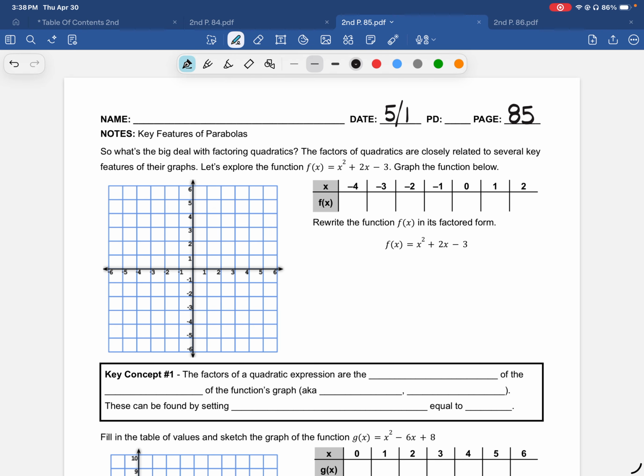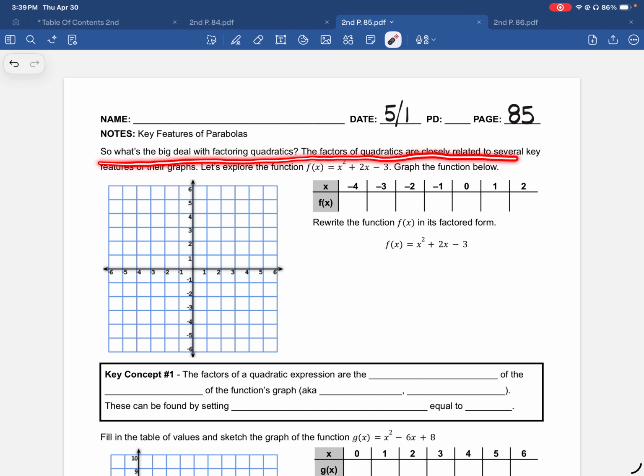So we want to talk about the key features of quadratic functions. Now, quadratic functions are called parabolas. The specific shape that they make is called a parabola. So what's the big deal with factoring quadratics? The factors of quadratics are closely related to several key features of their graphs. So I want to explore the function f of x equals x squared plus 2x minus 3 and graph the function.